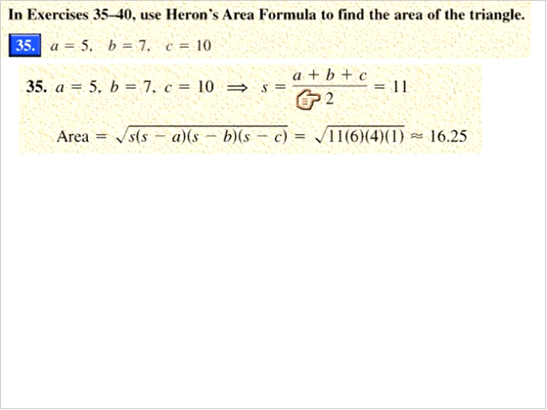That's coming down to our formula. It's the square root of S times S minus A times S minus B times S minus C. So using that information, and taking the square root of that, we get about 16.25 for our area.